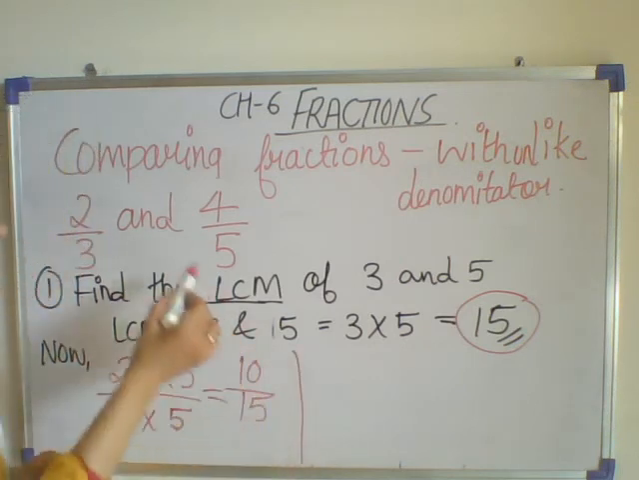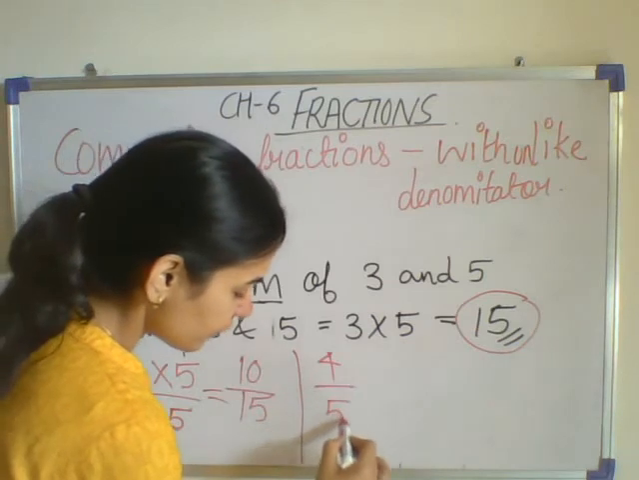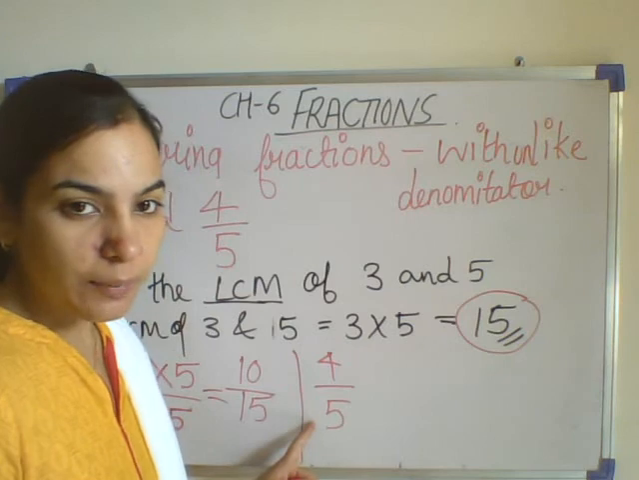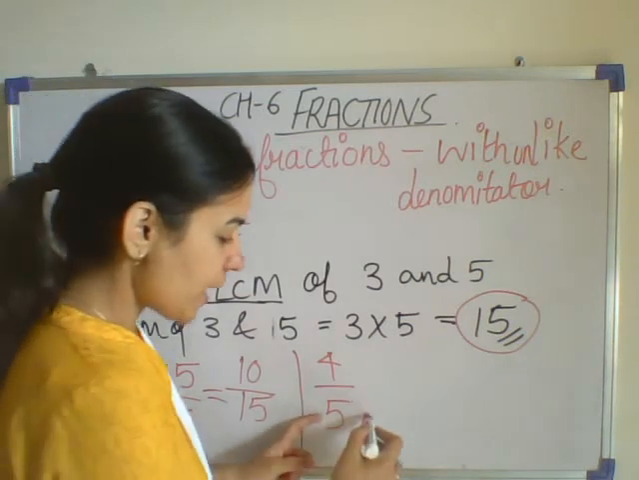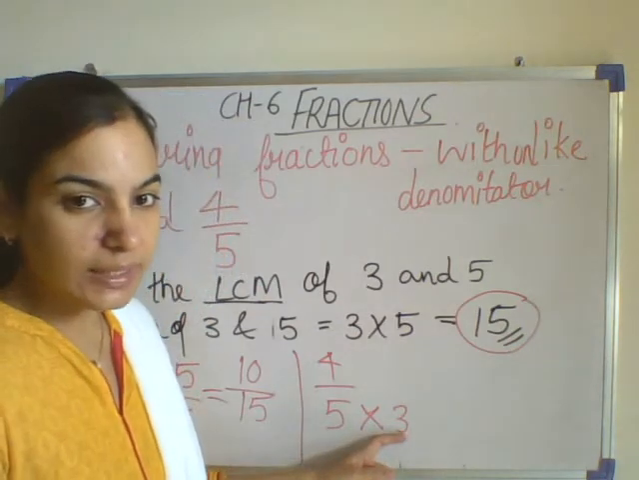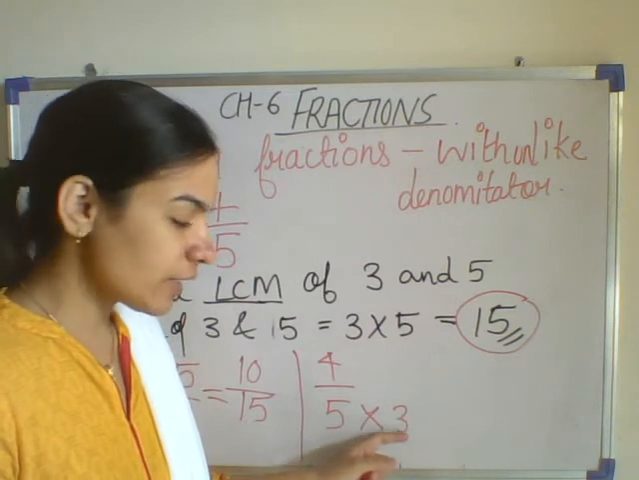Next we'll be converting this 4 by 5. Now instead of 5, 15 should come. How will the 15 come? 5 multiplied by 3. Why have I taken 3? Because I need 15. So 5 threes are 15, so I have written 3 here.